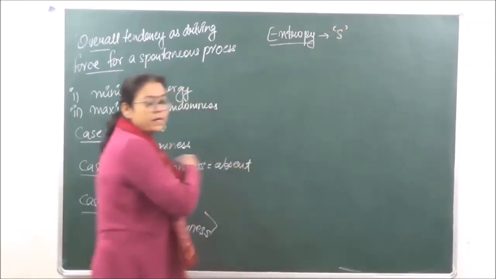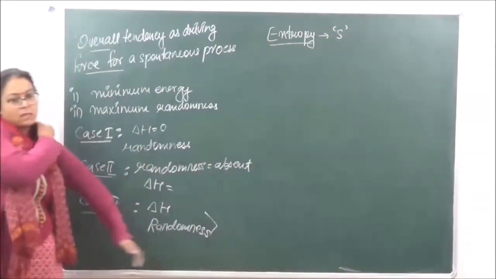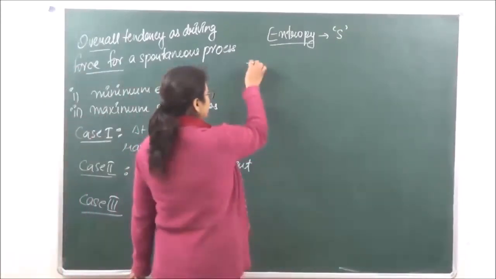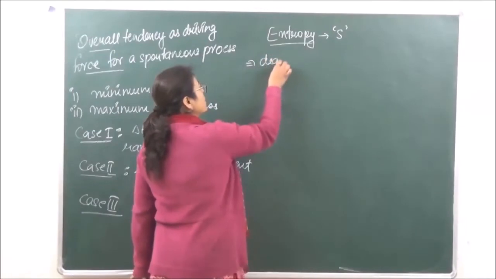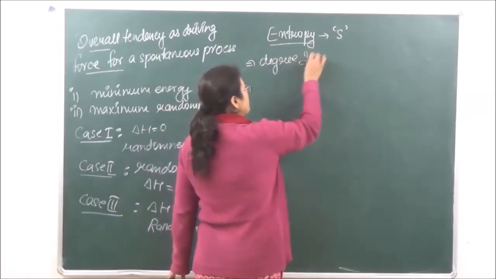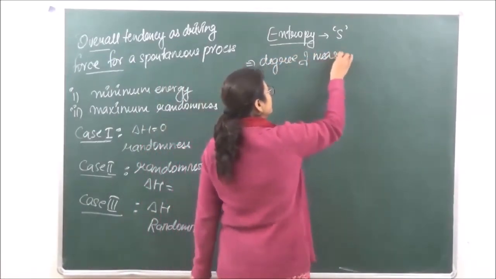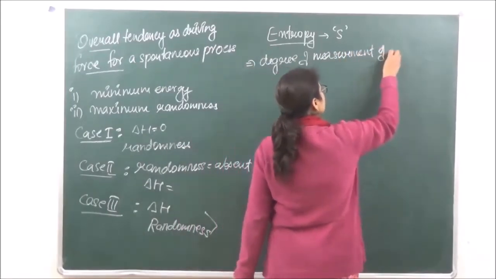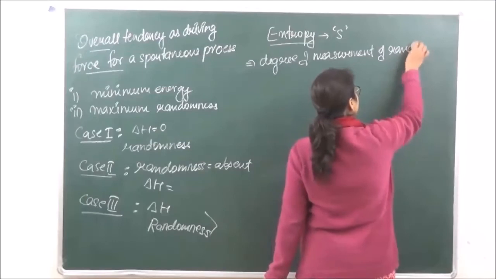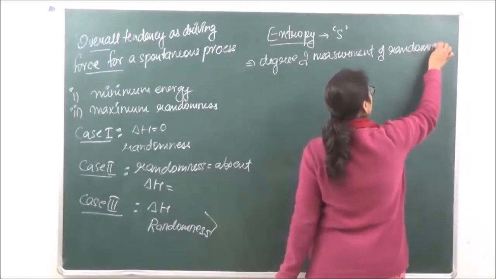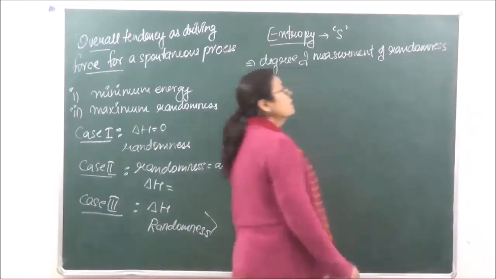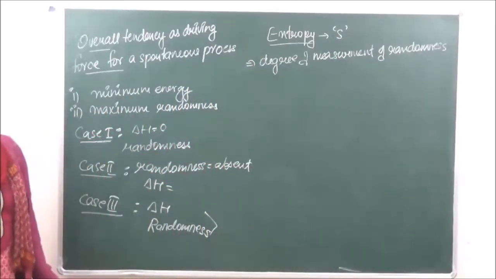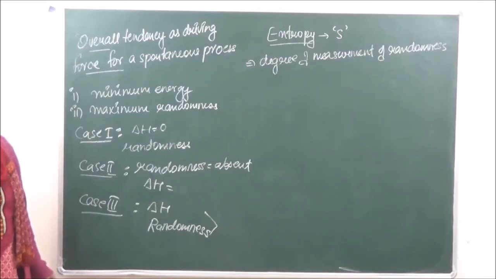Entropy is denoted by S. So what is entropy? Entropy is the degree of measurement of randomness or disorderliness in a reaction. It is the degree of measurement of disorderliness of a reaction. That is what entropy is.